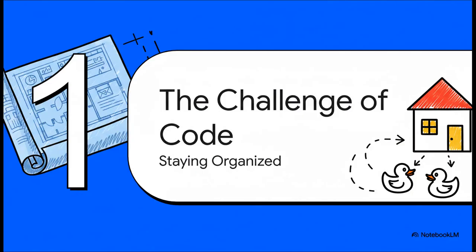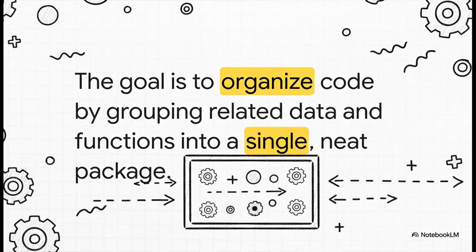To answer that, we need to take a quick step back and talk about a problem that every single programmer hits eventually. As our projects get bigger and more complex, how do we stop them from turning into a total mess? Well, the name of the game is always organization. We desperately need a way to bundle up related bits of information and the actions that go with them all into one tidy little package. And that, my friends, is exactly what classes are built to do.